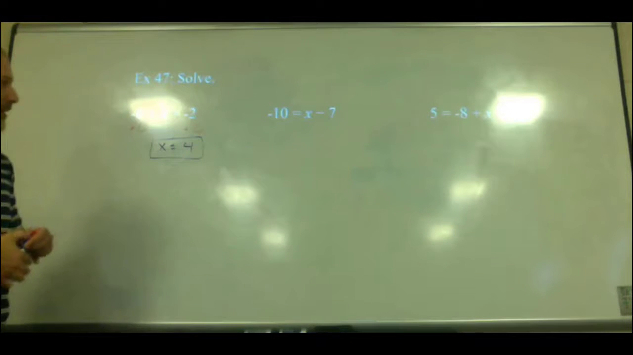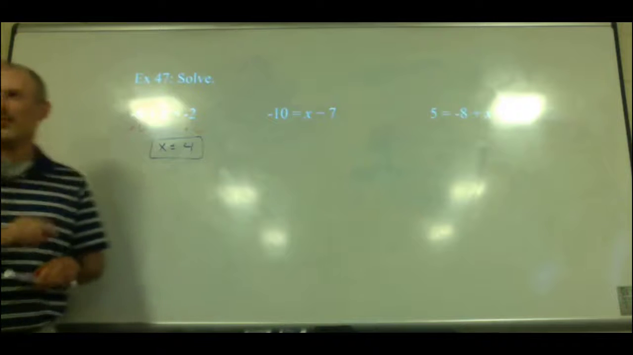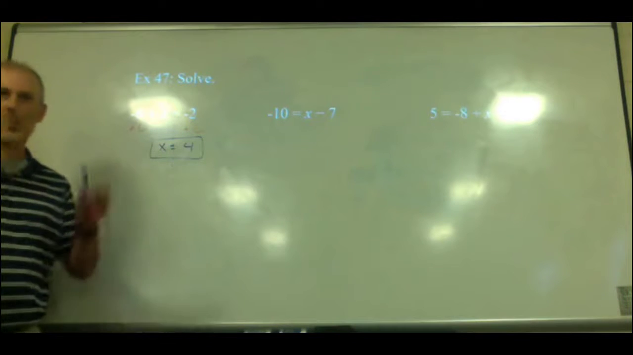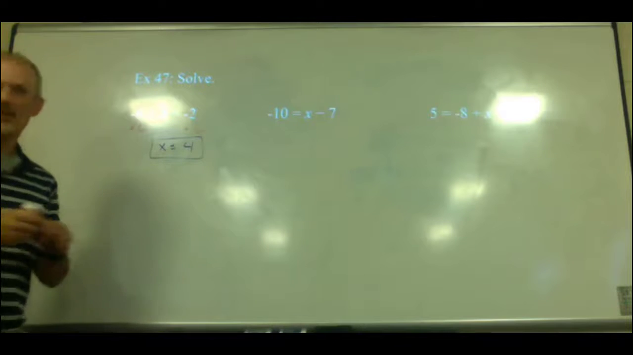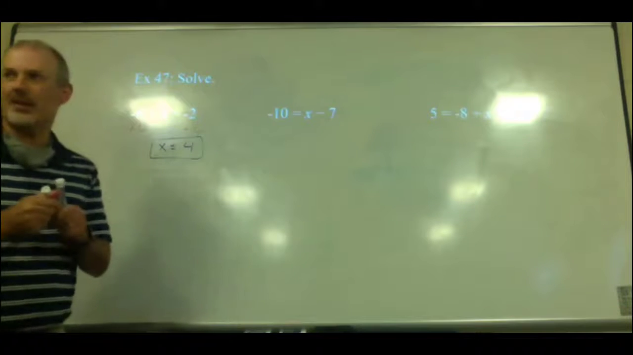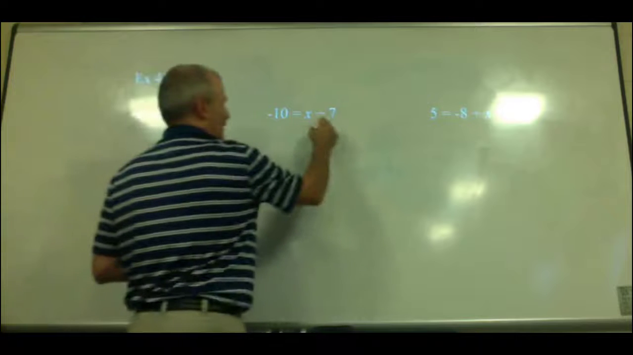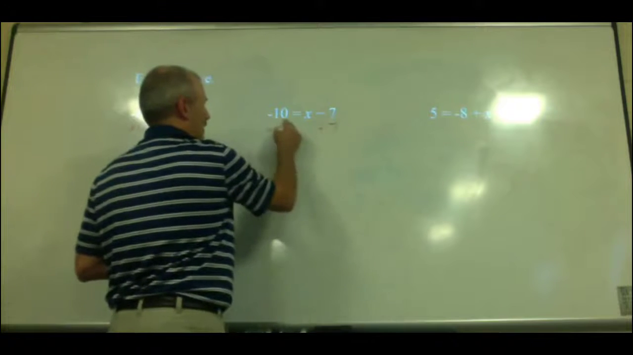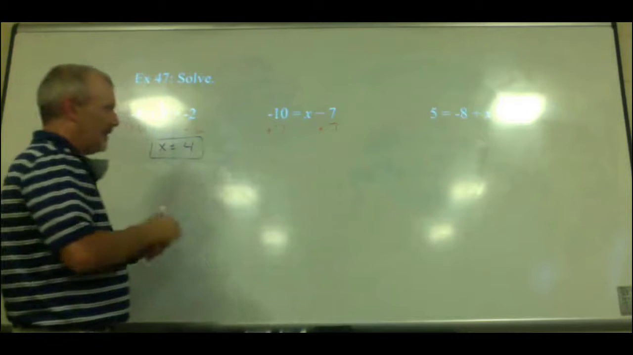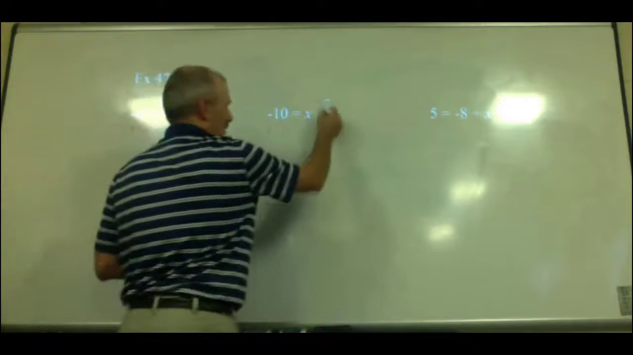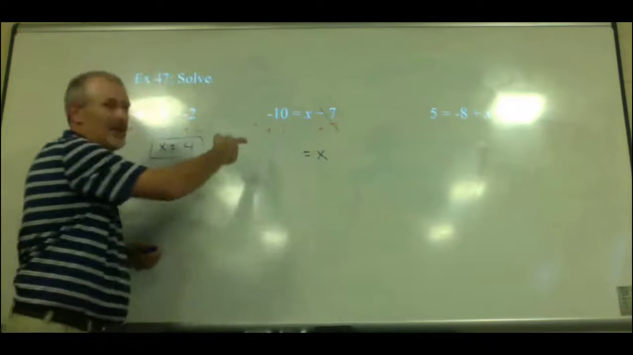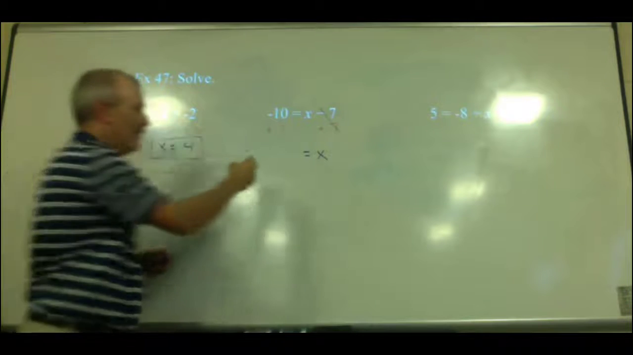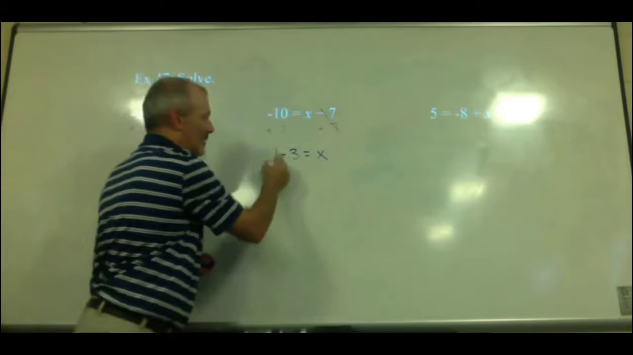Okay. How about the next one? I'm not going to draw the line this time. If you want to, that's fine. What's by the x that we need to get rid of? The -7, right? And how do we get rid of it? +7. And when we do that, the x is by itself over here on the right, and -10 plus 7 is going to be -3. That is correct.